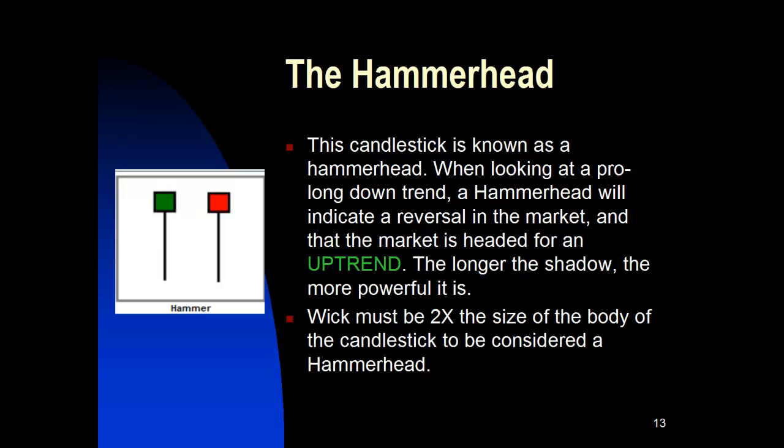This is the hammerhead. This candlestick is known as the hammerhead. When looking at a prolonged downtrend, so you want to make sure you have a downtrend going, a hammerhead will indicate a reversal in the market and that the market is headed or potentially headed for an uptrend, okay? The longer the shadow, the more powerful it is. So the wick must be, this is the wick, at least 2 times the size of the body, this is the body, to be considered a hammerhead, okay?